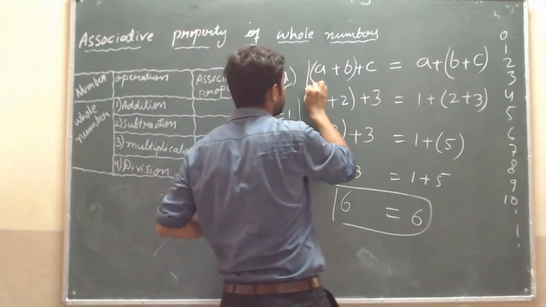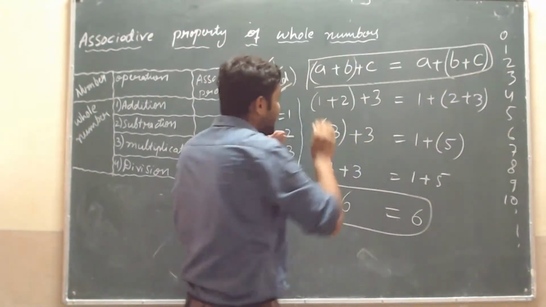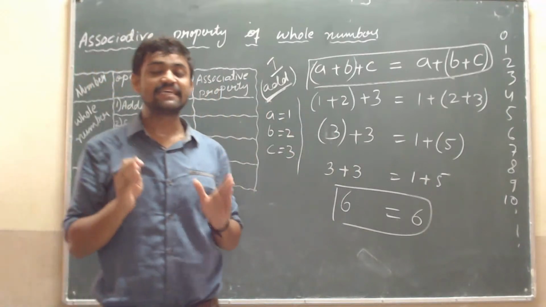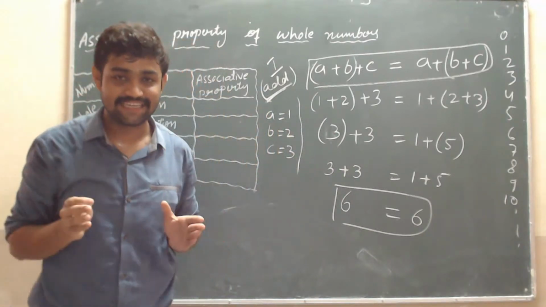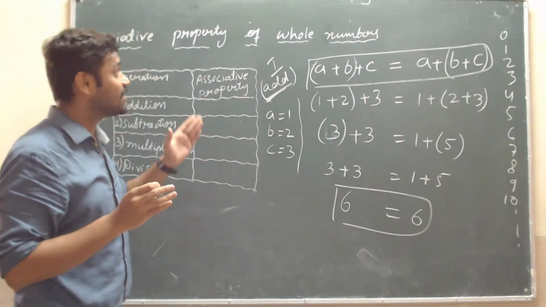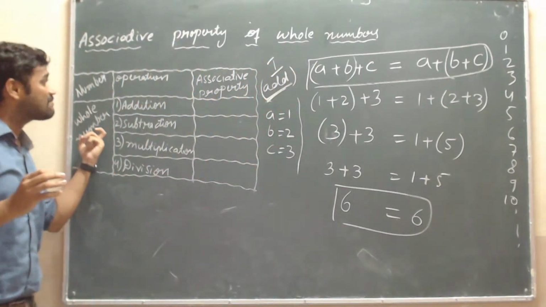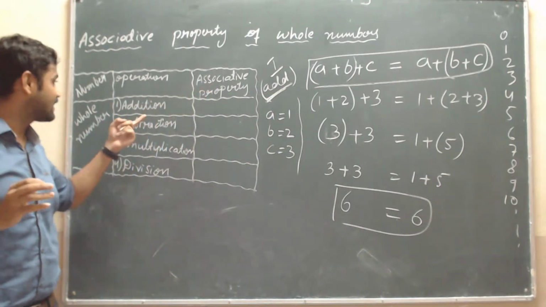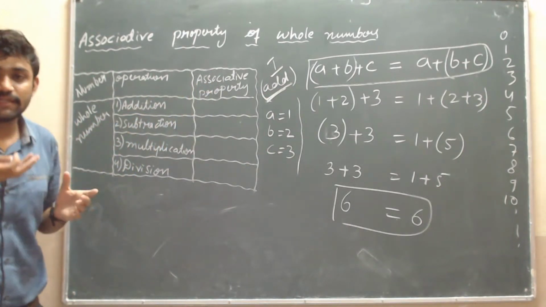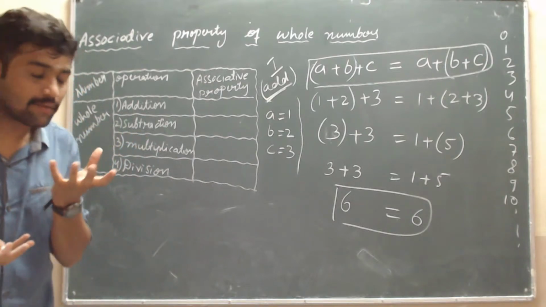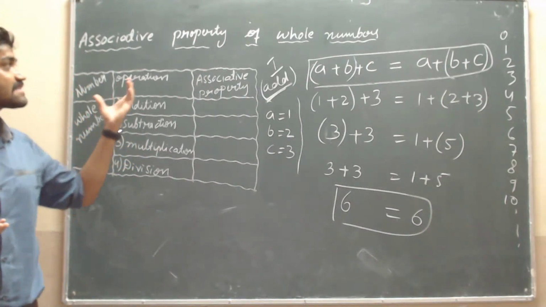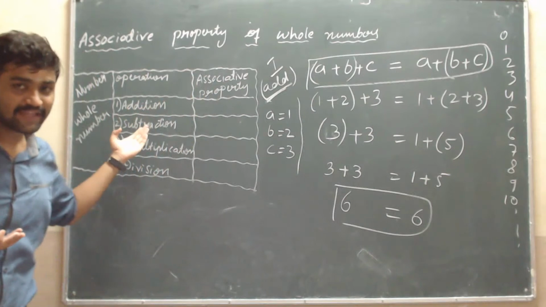Then we can say that (a plus b) plus c is equal to a plus (b plus c). Okay, for whole numbers. Also, we can say that whole numbers are associative under addition. In the standard form, whole numbers are associative under addition.